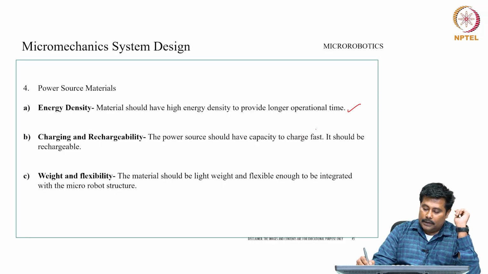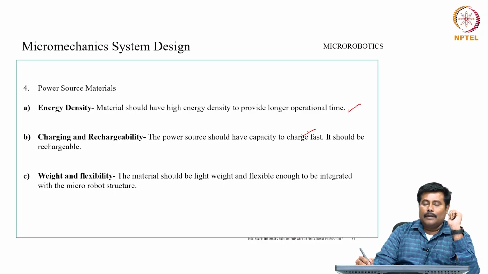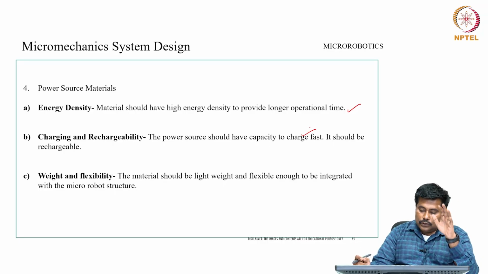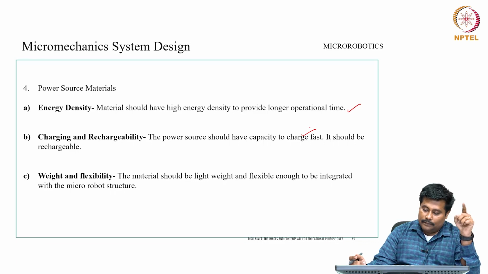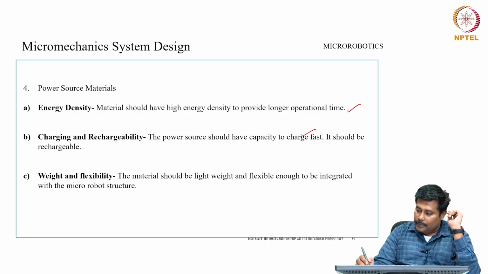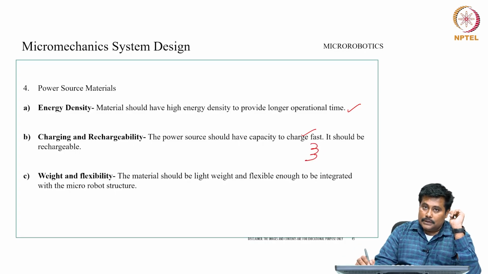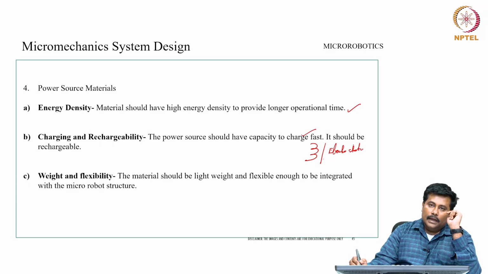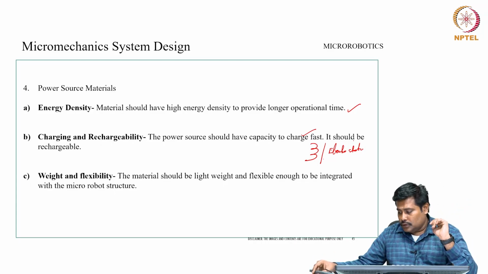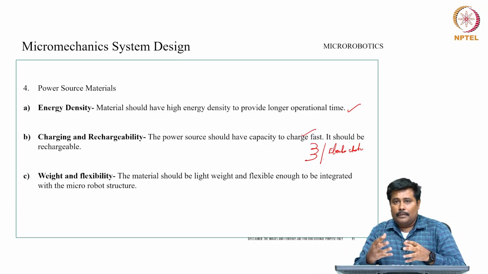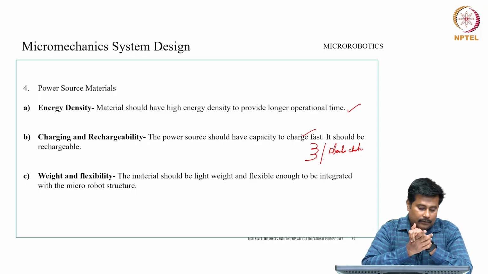The second important parameter is charging and recharging capability. The power source should have the capacity for fast charging, and it should be rechargeable. There are certain applications where magnetic systems are used for charging. In certain applications, electrostatic systems are used for charging and discharging. In certain cases we can also use thermoelectric based systems, which can be used for charging of the system.